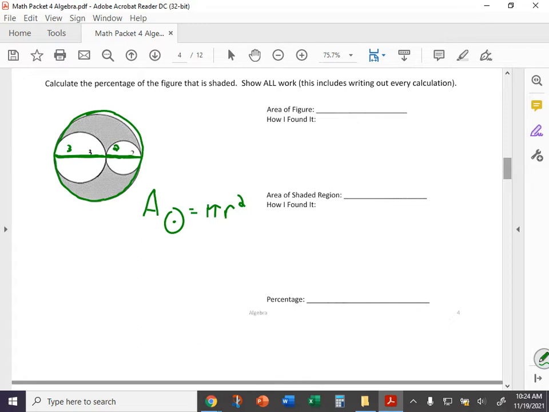Then to find the area of the shaded region, we're essentially subtracting the areas of the two smaller circles from the area of the large circle. And of course, remember percentage is shaded divided by total. That's why you find those two things first. To find the percentage of the figure that is shaded, you were just dividing that shaded area by the total area.